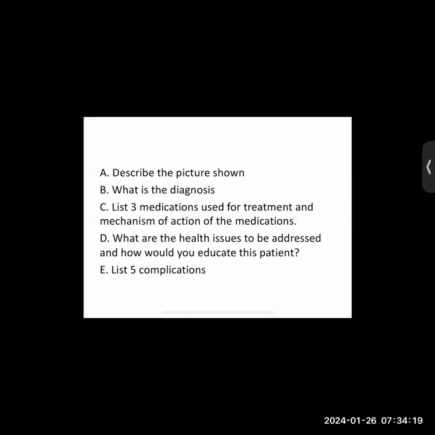So Norwegian scabies is not typically a complication, it is a type of scabies. It is a type of scabies infestation rather.